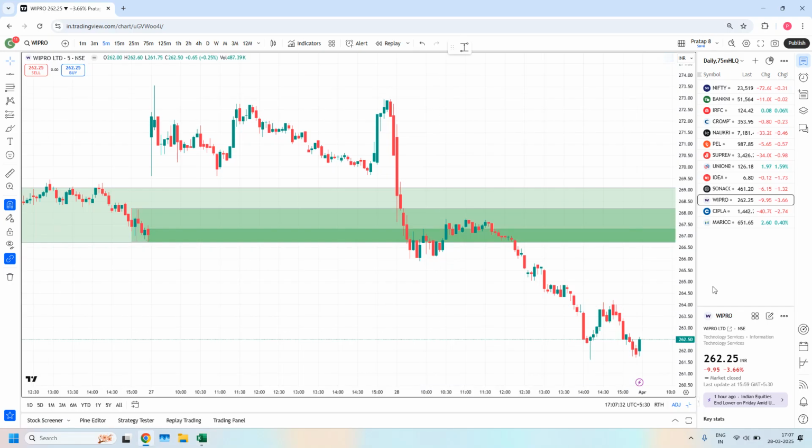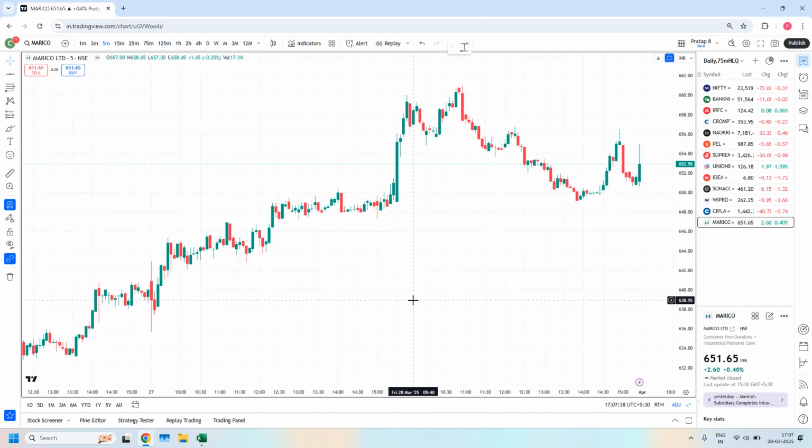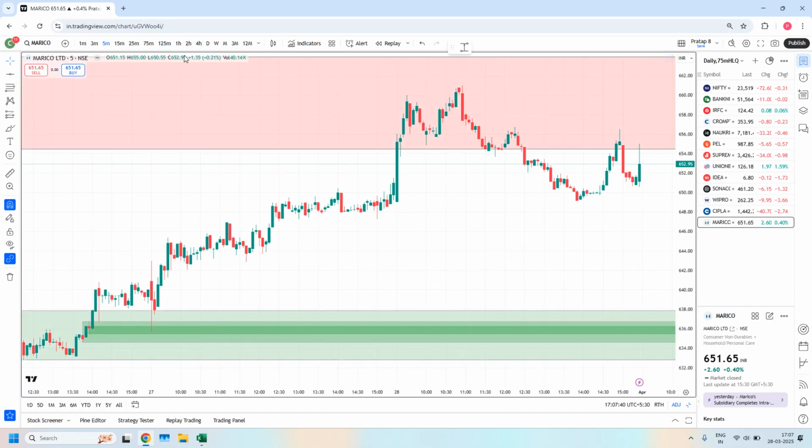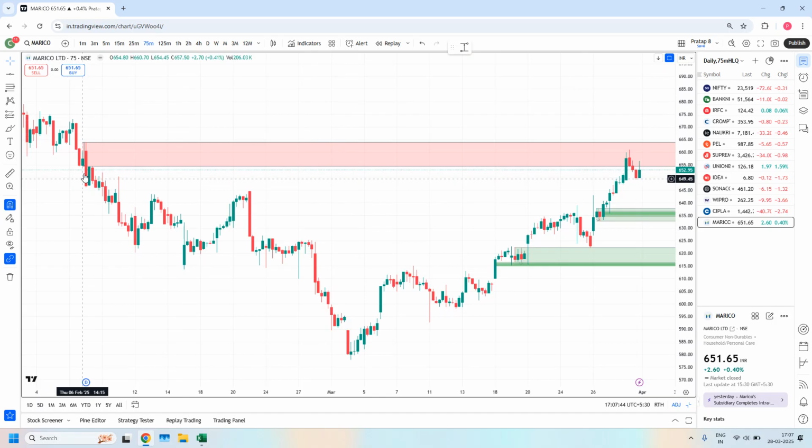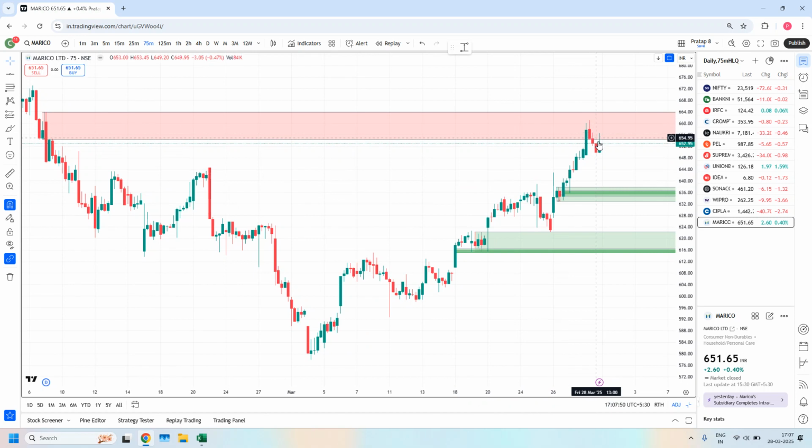There is one more trade. Maybe you may feel like you would have taken a trade, but there are some practical issues. That is Marico. Marico is a 75 minutes high liquidity zone. It is a drop-base-drop. See Marico today, it reached here and sharply came down.